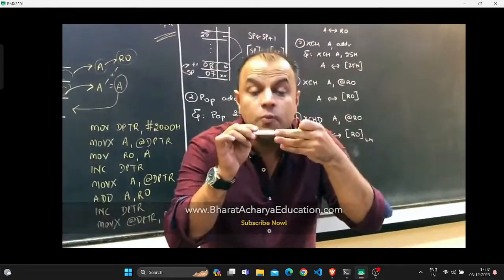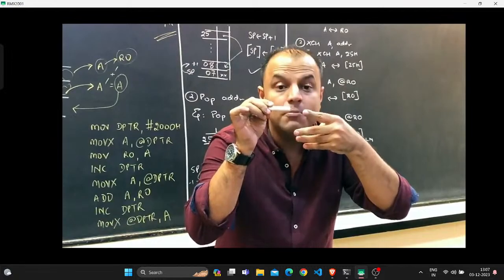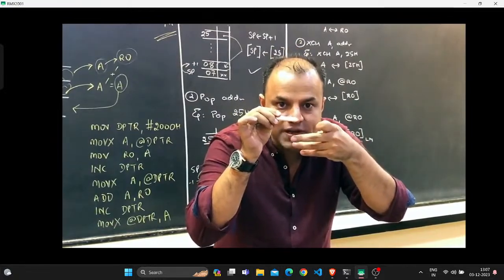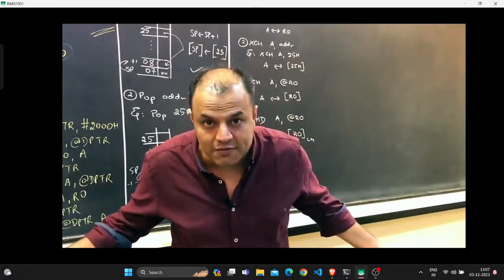When you do a push, you first increment SP so that it points to a blank location. That's where you do your push. But if you want to do a pop, you first pop the data and then decrement SP so that it points to the new top of stack. Please tell me, did you understand? Understand it. You'll never have to memorize it.